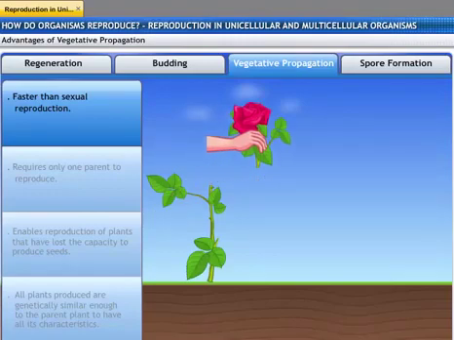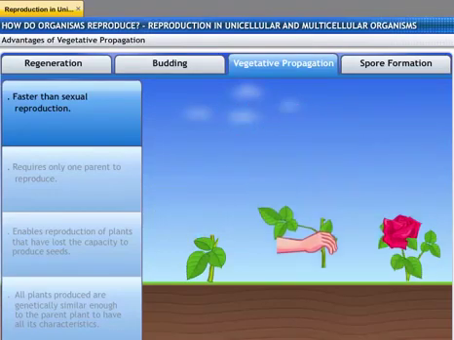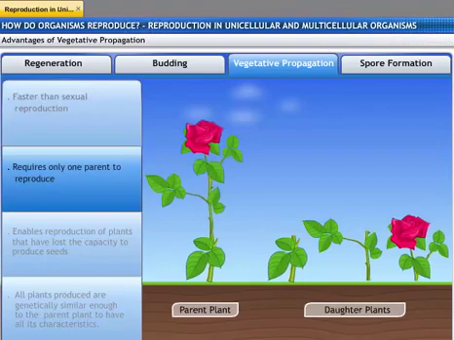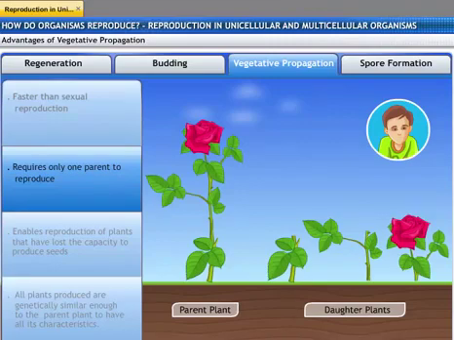They do. Vegetative propagation is generally faster than sexual reproduction. That's one of its advantages. Can you think of other advantages of vegetative propagation? Well, it requires only one parent, doesn't it?